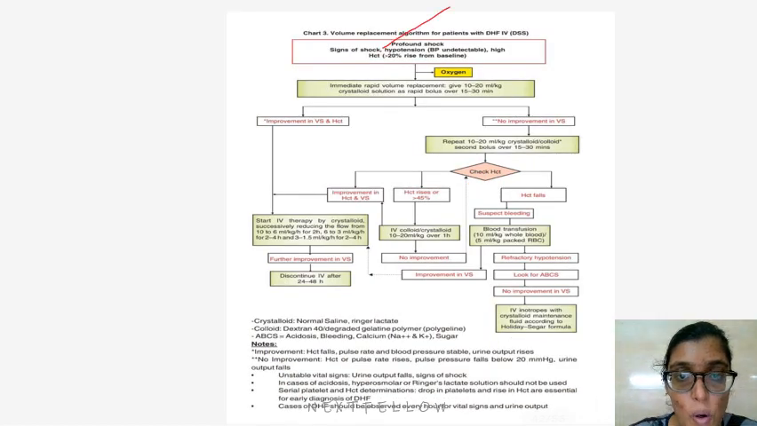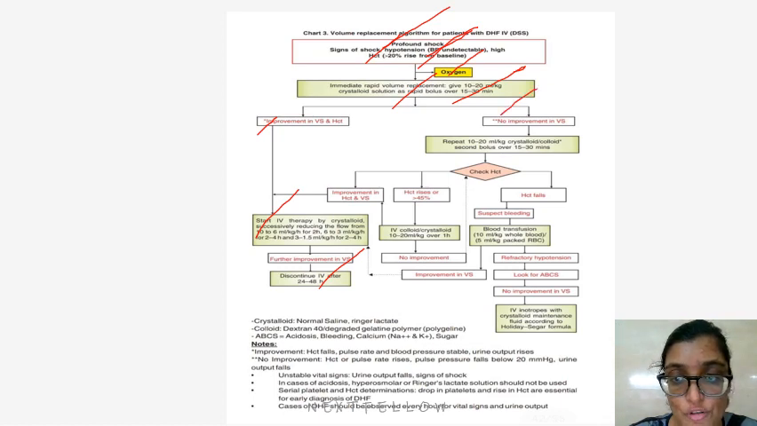So if there is profound shock and signs of shock, hypotension, BP is undetectable, high hematocrit more than 20% of baseline, you will give oxygen, immediate rapid volume replacement, to give 10 to 20 ml per kg crystalloid solution as rapid bolus over 15 to 30 minutes. If improvement is there, then start IV therapy with 10 ml per kg per hour, followed by 6 ml per kg per hour, followed by 1.5 ml per kg per hour for next 2 to 4 hours. Further improvement, discontinue IV after 28 to 48 hours.